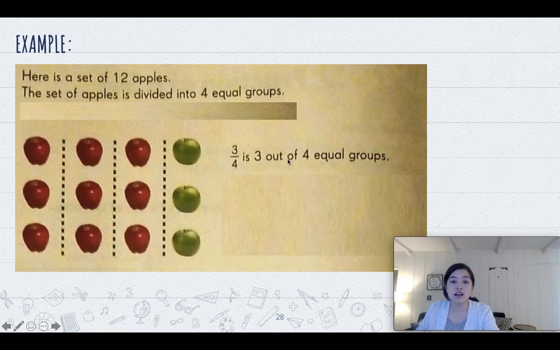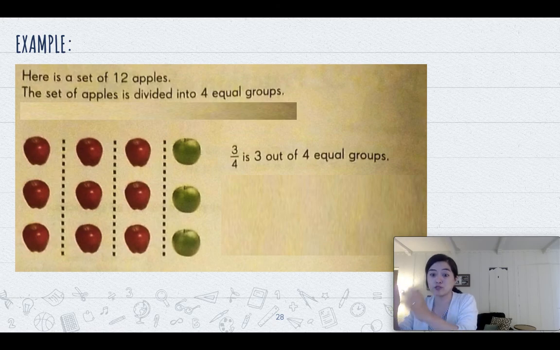3/4 is 3 out of 4 equal groups, okay? So 3 equal groups of red apples out of 4 total groups of apples, all right? So in this case, this is representing a fraction in terms of equal groups, okay? When you want to represent a fraction, you can just do it by counting it individually, or you can separate the set into groups, but the groups have to be equal. You cannot have one group only have 2, the other group have 3, and another group have 3. They all need to be the same size group for it to be a fraction.